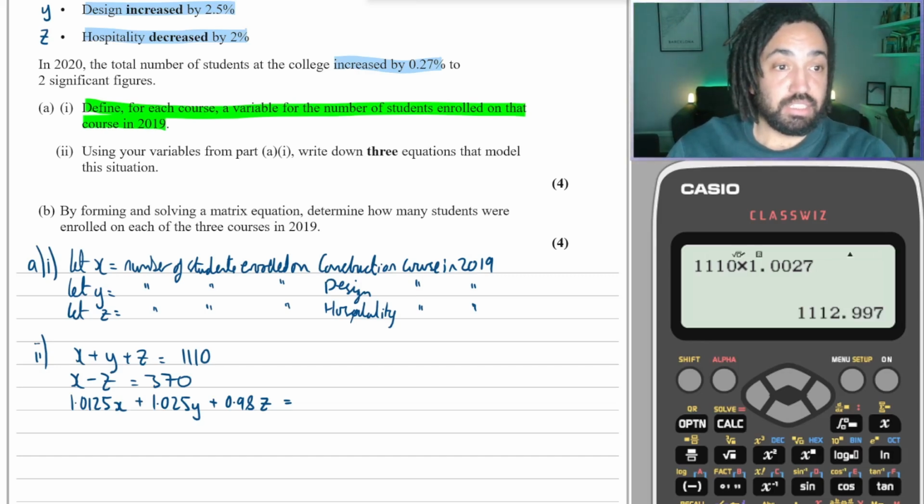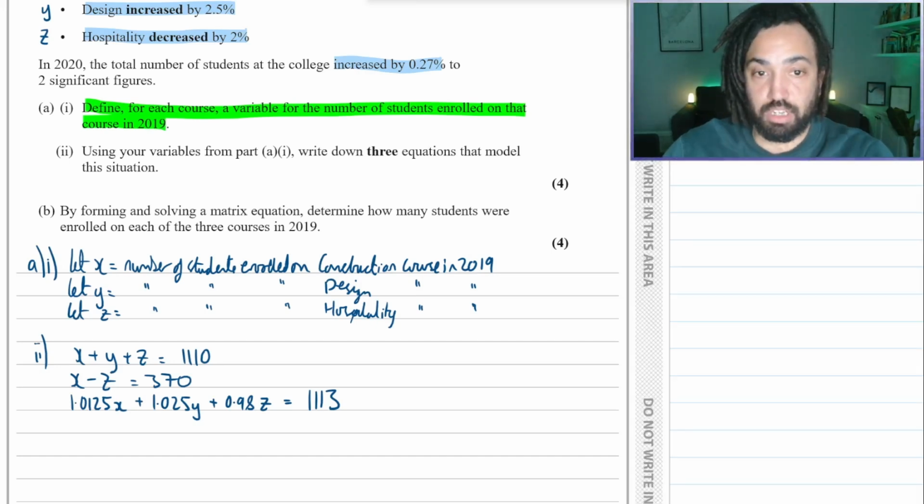And that is, for all intents and purposes, particularly as these are people, it has to be a whole number, 1113. Okay, lovely. So those are my equations. So that is part 2 done.